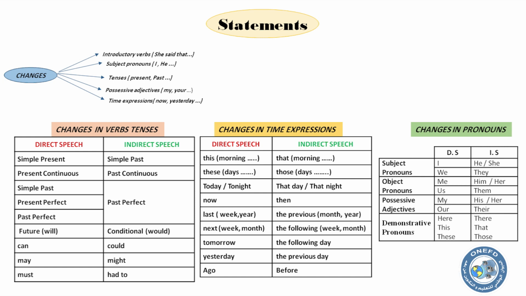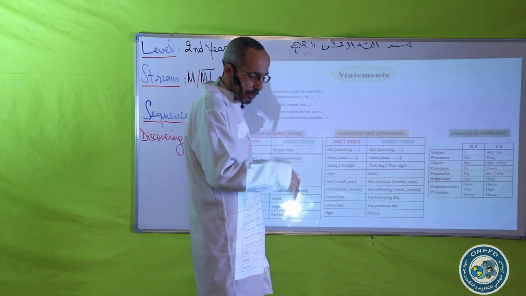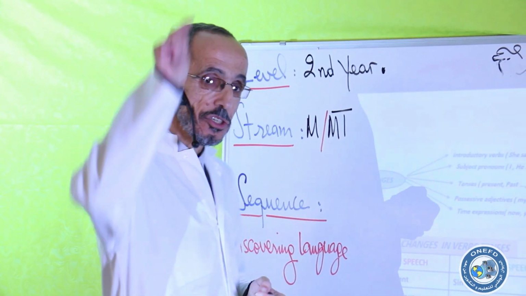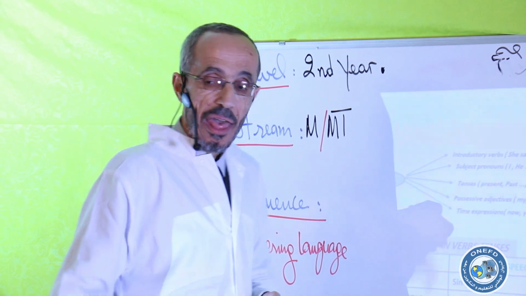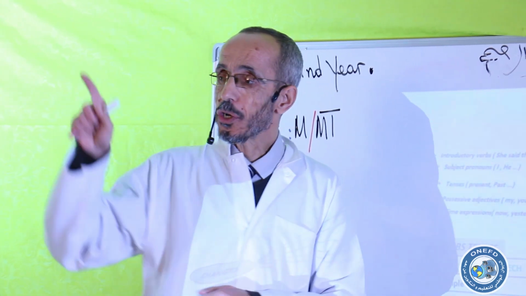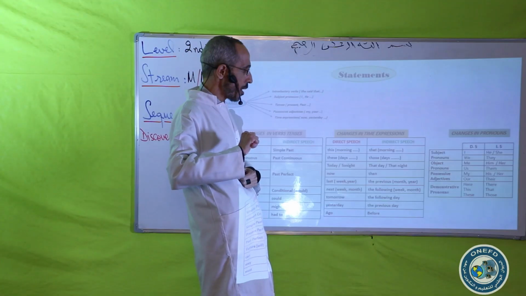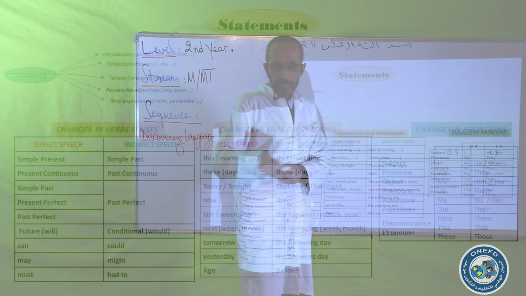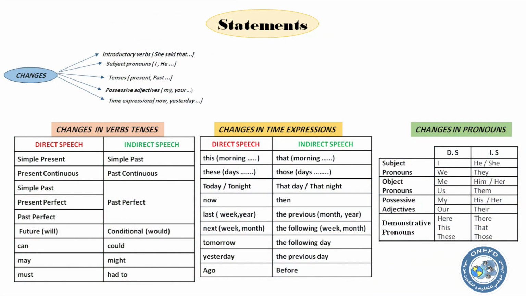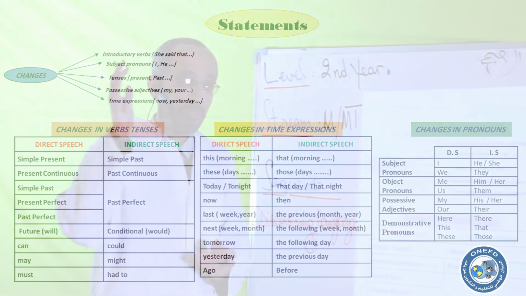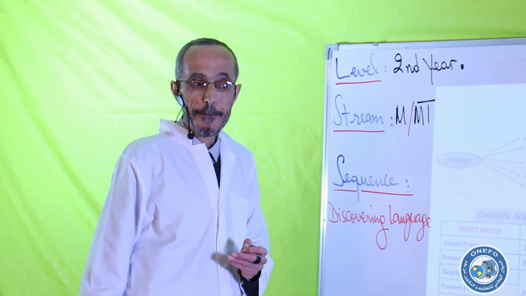Demonstrative pronouns, they change as follows. Here, for place, changes to there. This changes to that. And these, they change to those. These are the main changes we perform when we change from direct to reported speech.